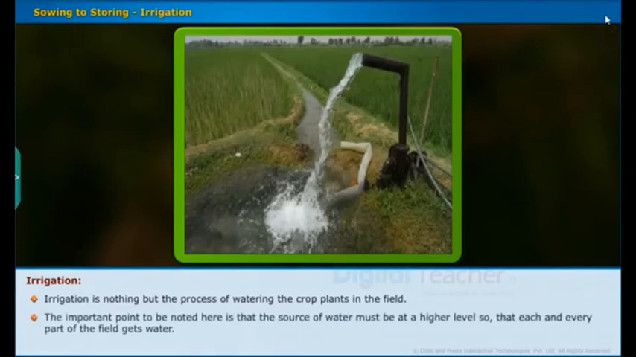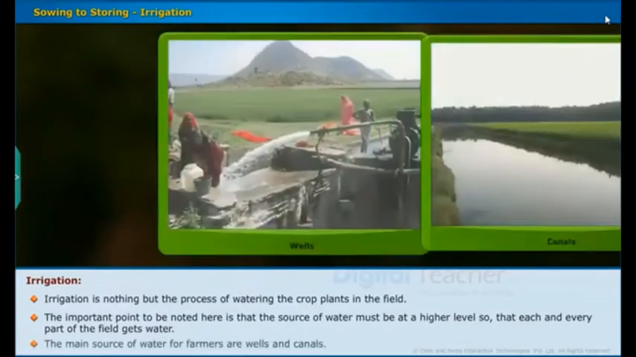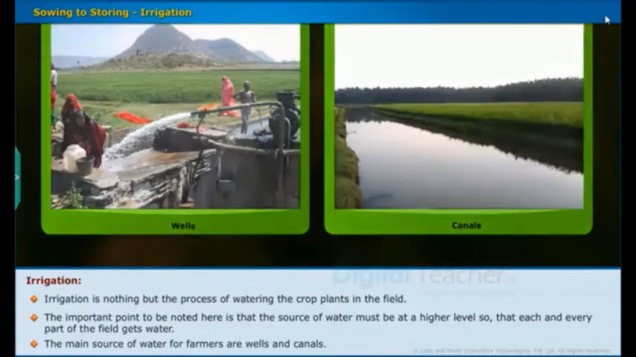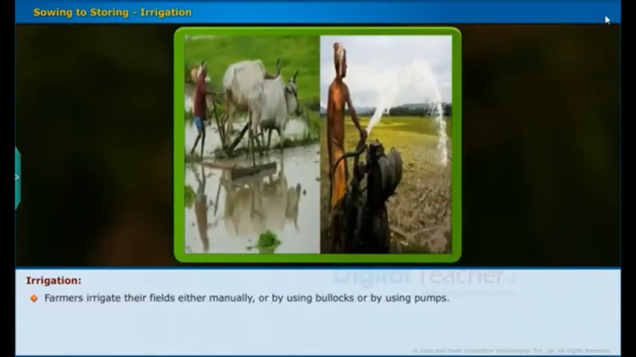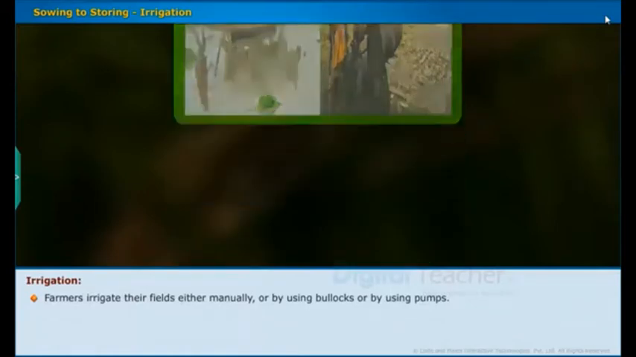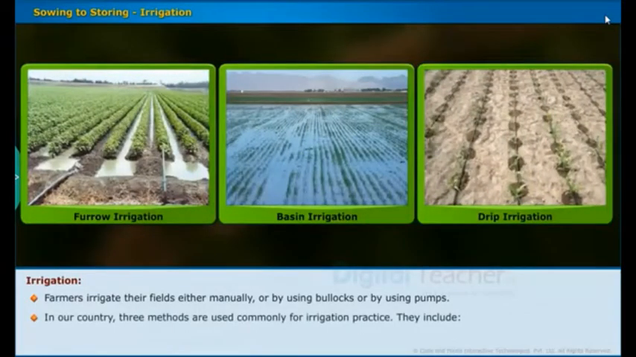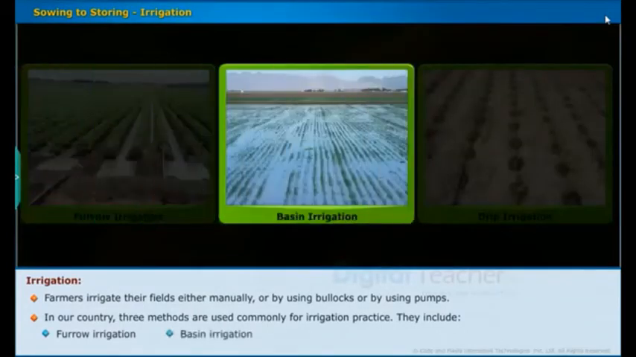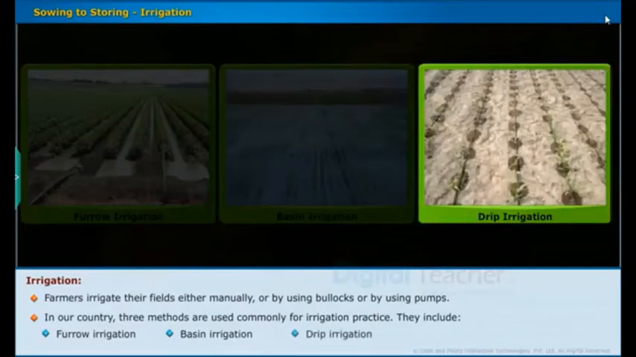The important point to be noted here is that the source of water must be at a higher level so that each and every part of the field gets water. The main source of water for farmers are wells and canals. Farmers irrigate their fields either manually or by using bullocks or by using pumps. In our country, 3 methods are used commonly for irrigation practice. They include furrow irrigation, basin irrigation, drip irrigation.